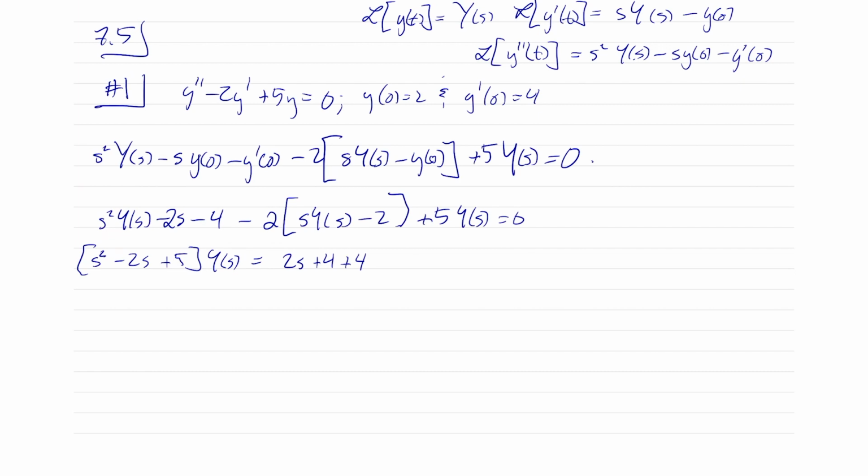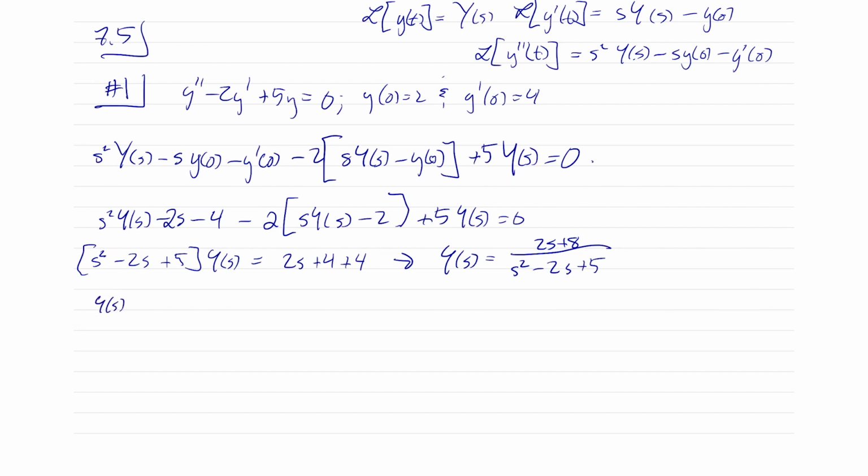Okay, so now let's find our solution. So it's Y of s is equal to 2s plus 8 divided by s squared minus 2s plus 5. And ta-da, we solved the problem, at least in the Laplace transform domain. So now the next step is to use the inverse Laplace transform, which we just did 4 problems on.